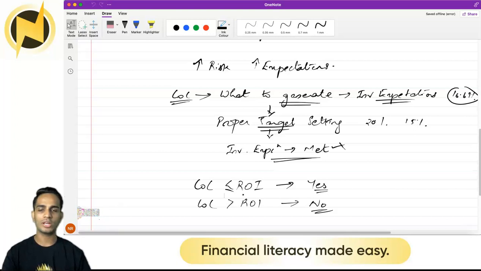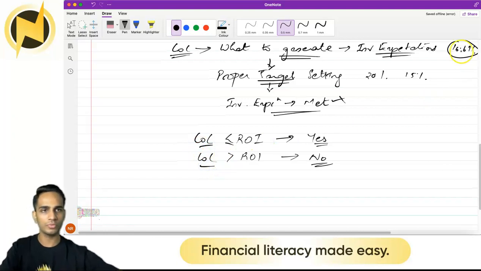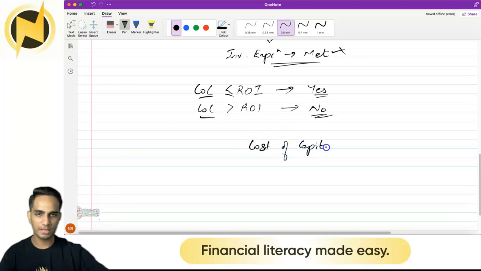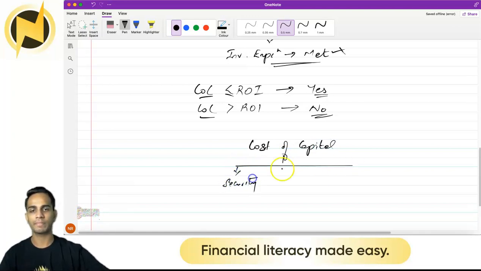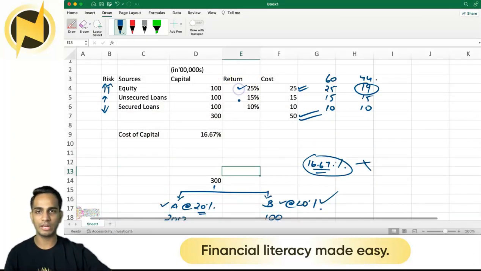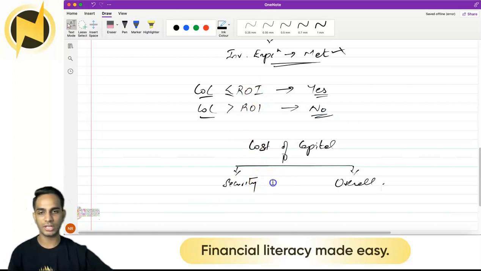In the next video, we'll go further and analyze how to find out this cost of capital. So we found out it's 16.6 here, right? So our next target is going to be calculation of cost of capital. Now this cost of capital calculation can be made for each security and can be made for the overall company as well. See, in this example, I gave they are expecting 25, 15, 10. Now, how did I come to these numbers? That's what we are going to learn first. Okay, we learn for each security, and once we learn for each security, we'll move on to the overall company's cost of capital.